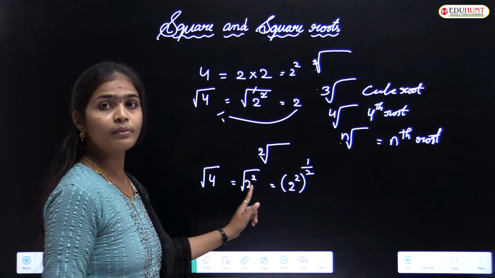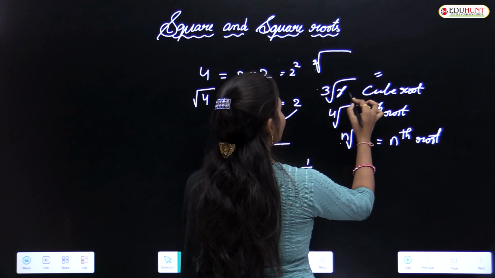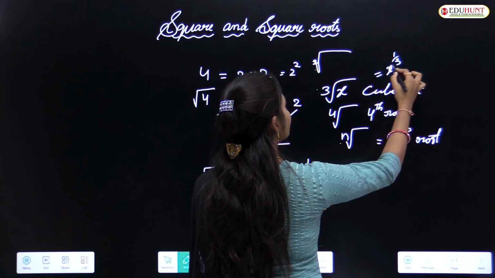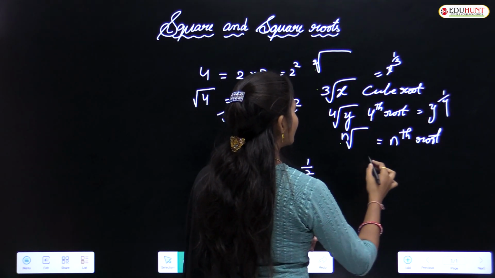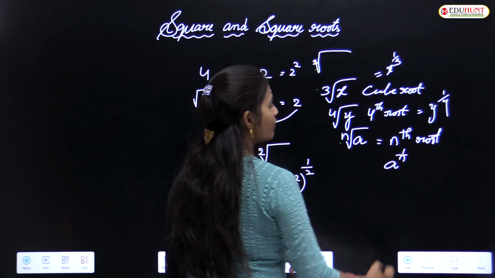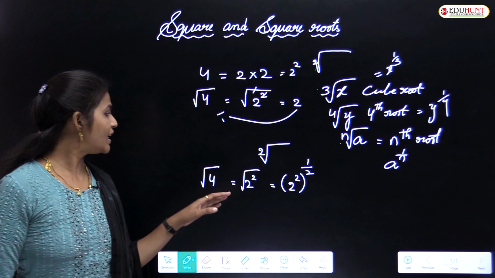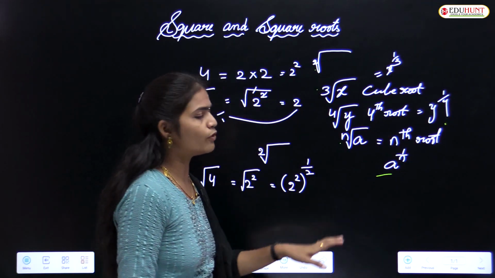That square root becomes power 1 by 2. Cube root becomes, for example, if x is there, x power 1 by 3. If y is there, y power 1 by 4. The nth root of a becomes a power 1 by n. That is the meaning of the square root. Roots can be converted into this form.